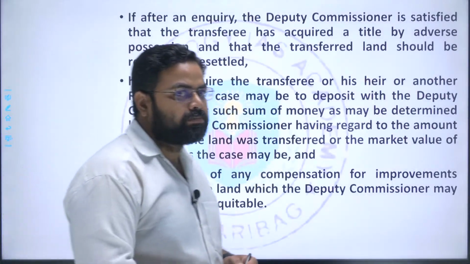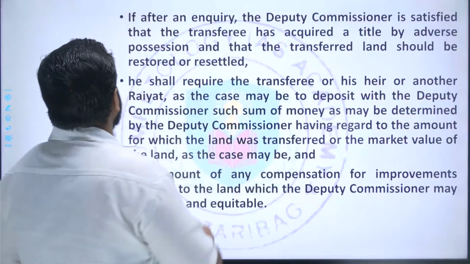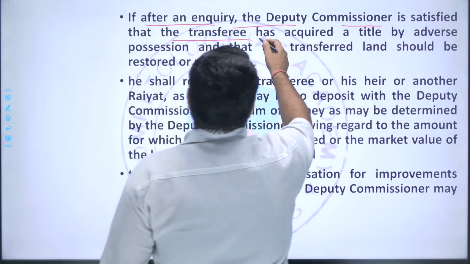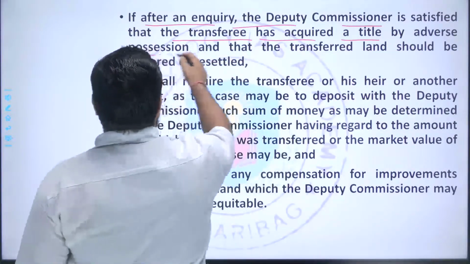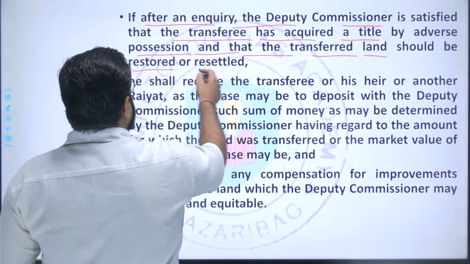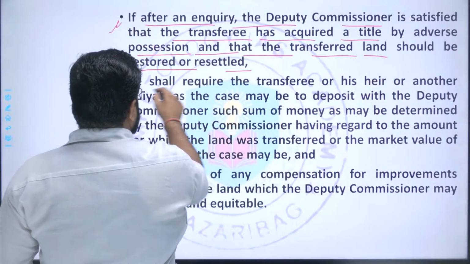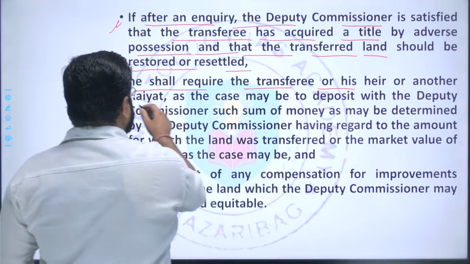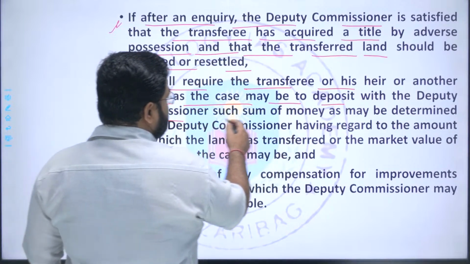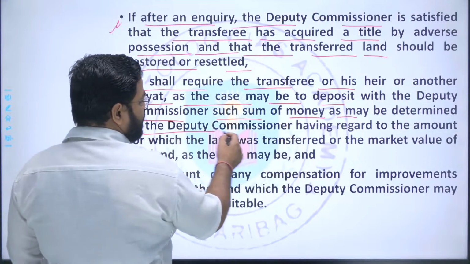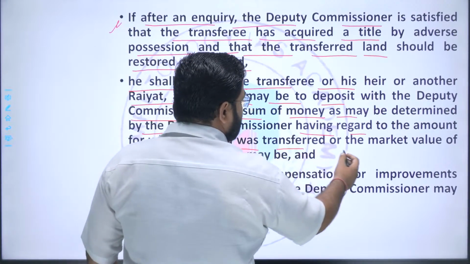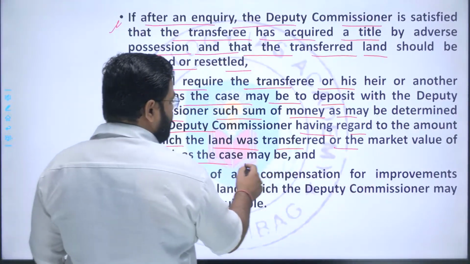Next, here what it says: if after an inquiry the DC is satisfied that the transferee has acquired a title by adverse possession, and that the transferred land should be restored or resettled, then in such a case he shall require the transferee or his heir or another raiyat, as the case may be, to deposit with the DC such sum of money as may be determined by the DC, having regard to the amount for which the land was transferred or the market value of the land, as the case may be.